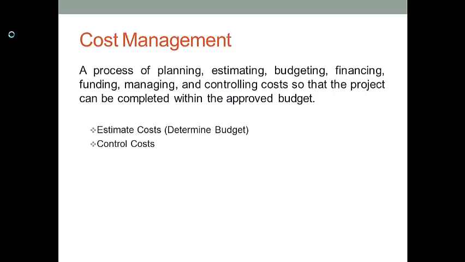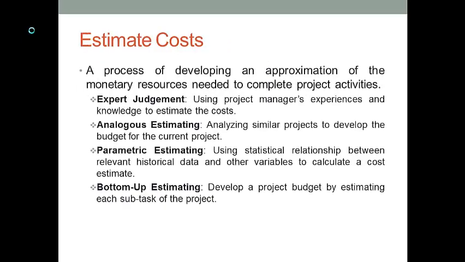A project cost management is defined as a process of planning, estimating, budgeting, financing, funding, managing, and controlling costs so that the project can be accomplished within the approved budget. In a project cost management, two activities are very important. First, we need to estimate the cost and make a budget for the project. Second, we need to perform the cost control activity so that our spendings will stay in the approved budget. Let's talk about the two activities one by one.